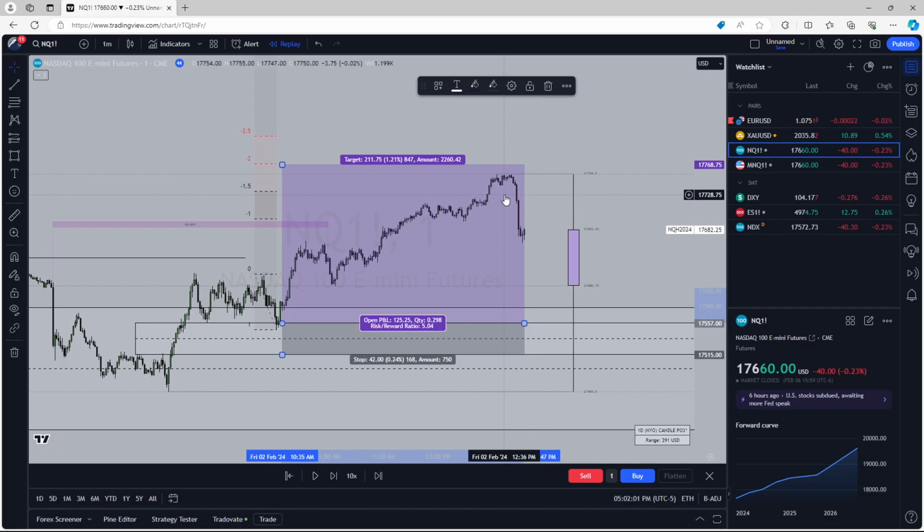I refrain from holding this long as well. But those are precise entries. So we can use whichever market maker model that has a fair value gap. Precisely, yeah.